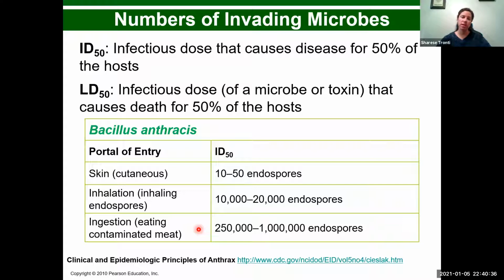Now, the other thing is the lethal dose. This is the dose that's required that is going to cause death in 50% of the hosts. So infectious dose is the initial amount of microbes needed to cause disease in your average patient.